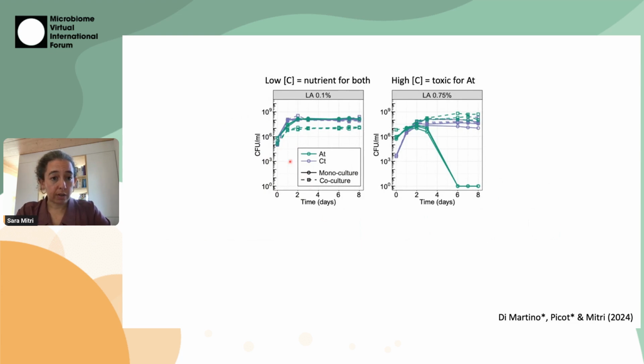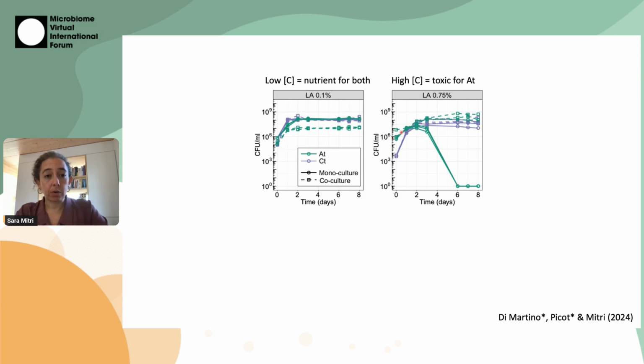So here are the data. So I'm showing you again these growth curves over 8 days in this case. The solid lines show the species alone, and the dashed lines show them in co-culture. So what you can see here, if you look at just the green, so that's AT alone, and then AT in the presence of CT, it grows worse. And this is at low concentration of linoleic acid when it's a nutrient for both. Now, if you increase the concentration, now it becomes toxic for AT, and that you can see because the solid line, so the monoculture of AT, is dying.